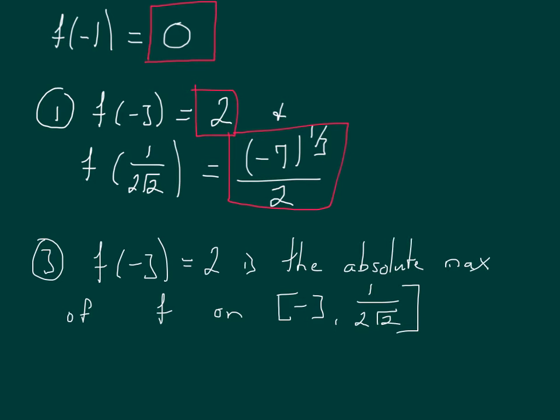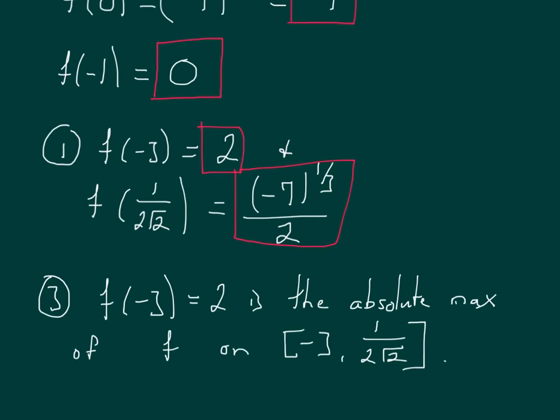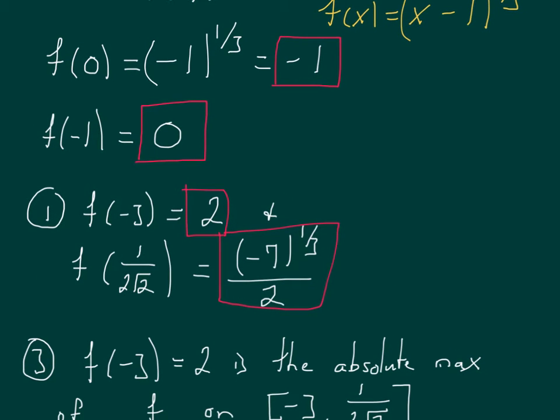And the second thing we need to do is figure out which of these numbers is the smallest. All right, the smallest of these four numbers is the absolute minimum value of f on this interval. So 0 and 2 definitely aren't the minimum values because these two numbers are negative. The question is, which one is smaller? Is minus 1 smaller, or is minus 7 to the 1/3 over 2 smaller?